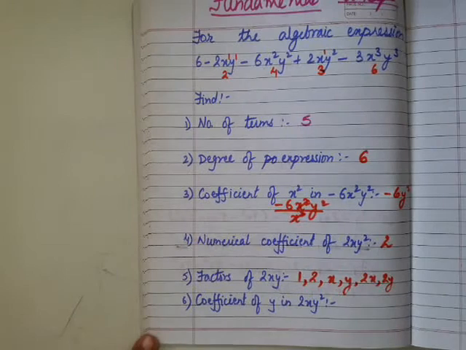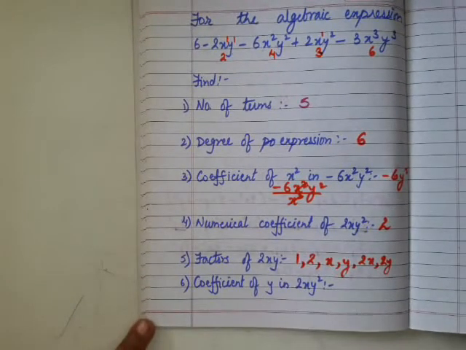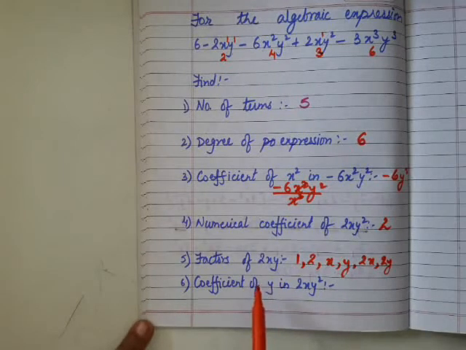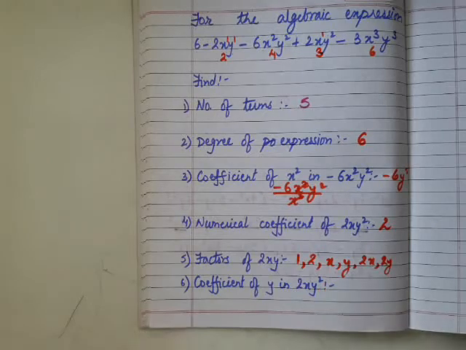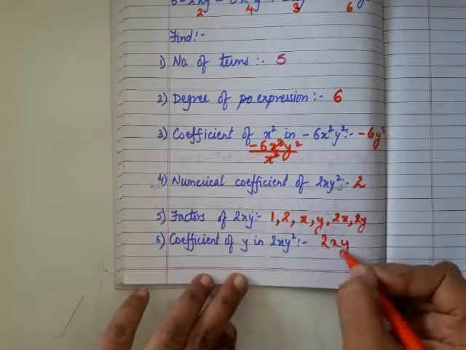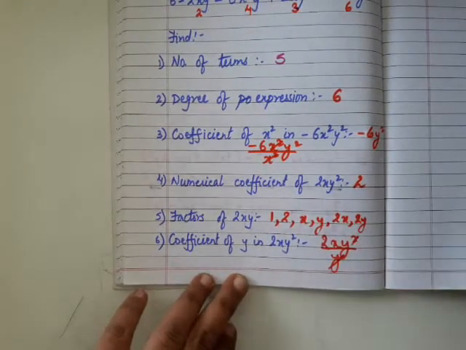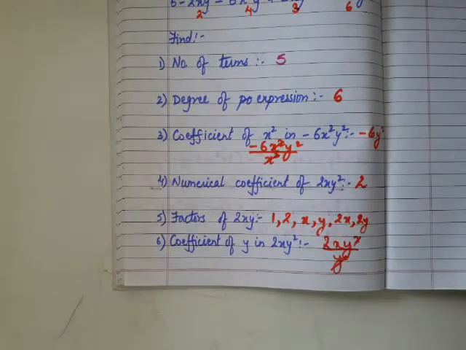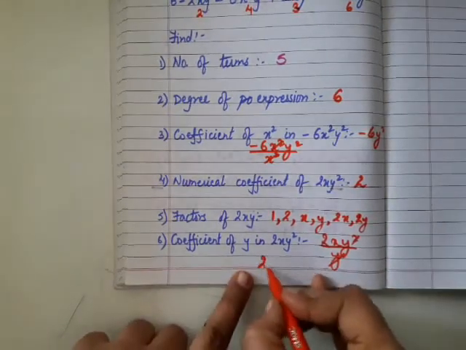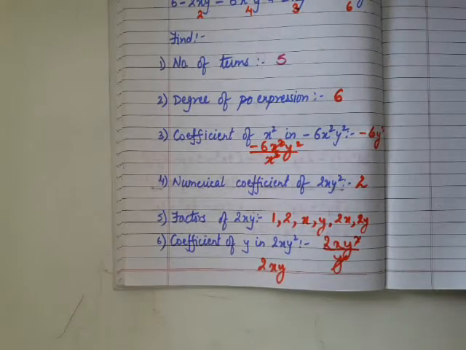Next one, coefficient of y in 2xy square. That means other than y, what else is present? Now I have just asked what is the coefficient of y, but here the term has y square. As I told you, you can always go with the method of 2xy square divided by y. So y and y will get cancelled. From y square only one y will get cancelled. So what is the answer? The answer is 2xy. So the coefficient of y in 2xy square is 2xy.